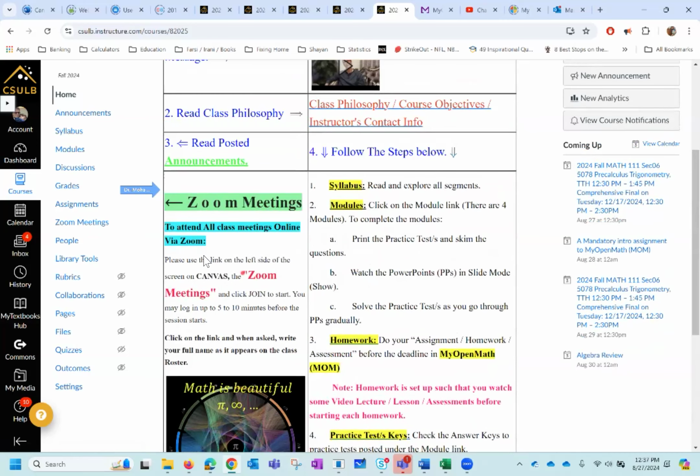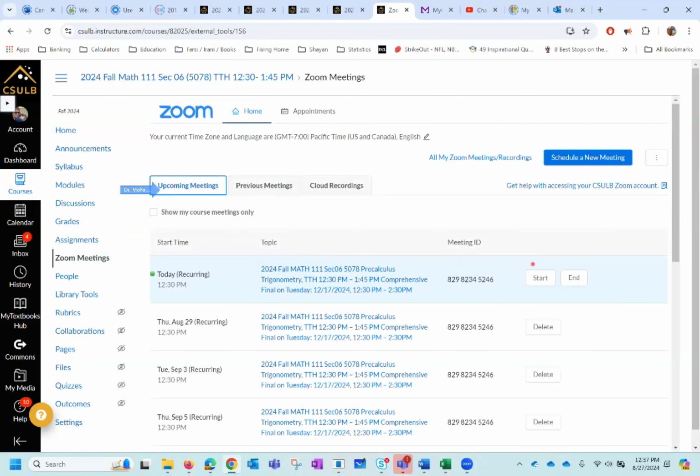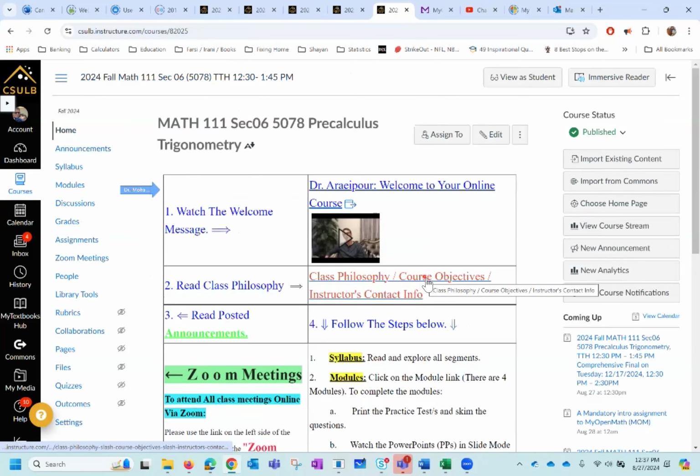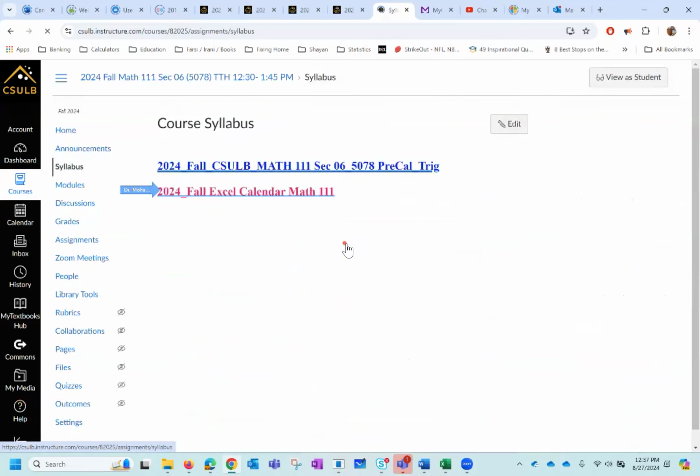However, to attend all class meetings, you click on the Zoom meeting on the left navigation bar on your homepage of Canvas, this one. And then you just join the class. So we don't want to mix them up, everybody. Going back to the homepage, now it's time to discuss the rest. So let's go to the syllabus.